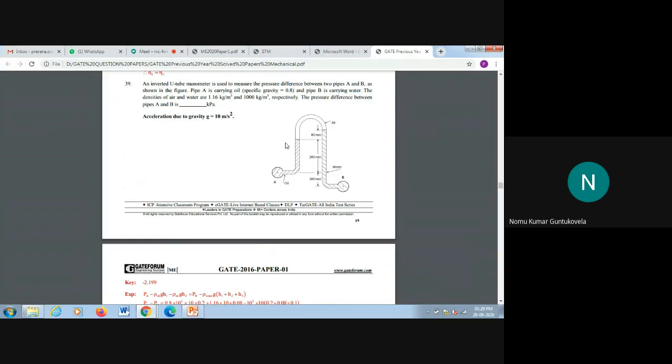This is h1, and here we have h, that is from point B to here, 200 mm. That is 200 mm, 100 mm, and 80 mm up to here, while coming to here we have only 280. So PA minus rho gh1 minus rho gh2 equals PB minus rho gh, where h equals h1 plus h2 plus h3.